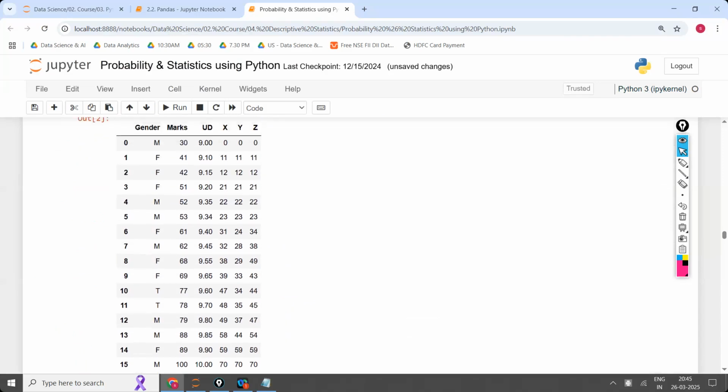Now, take the Y column and draw the histogram by considering the number of bins equal to 7. For the Y column, draw the histogram with the number of bins equal to 7.